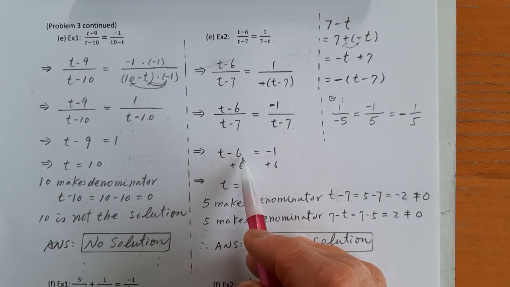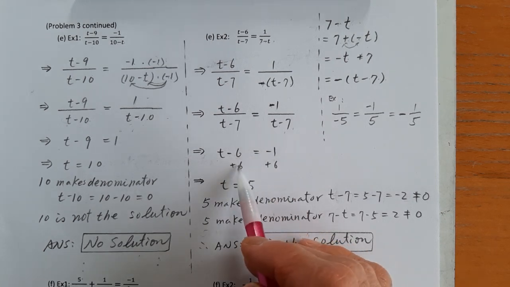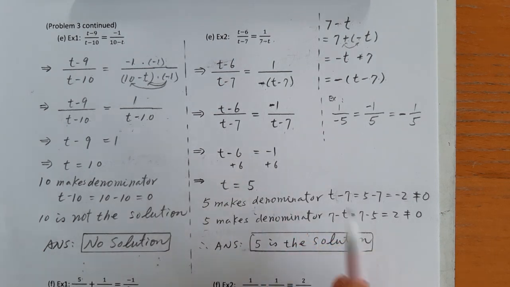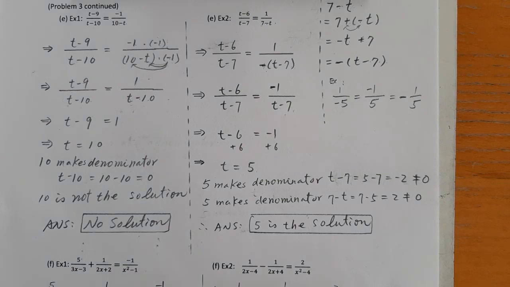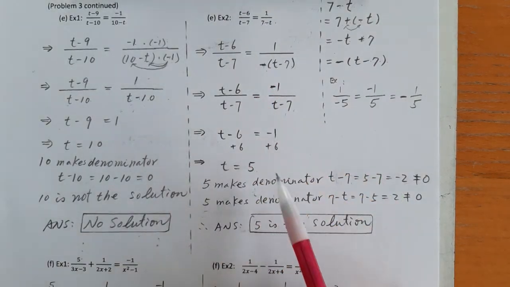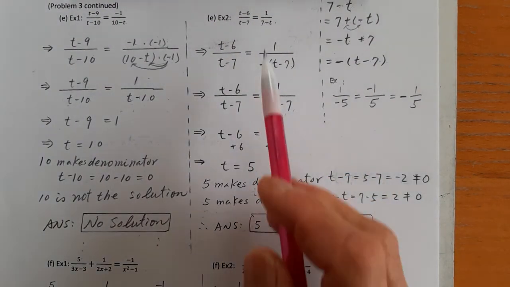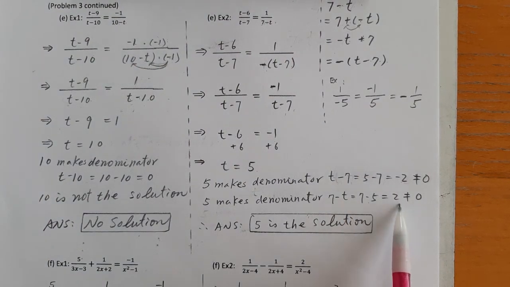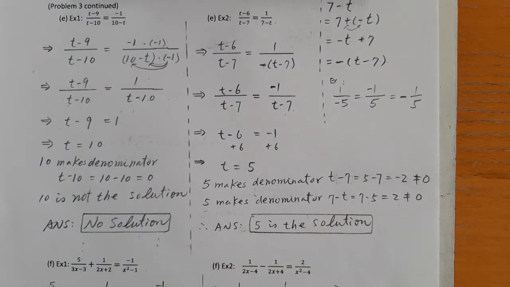So t minus 6 equals negative 1. Add 6 to both sides. We get t equals 5. And always check with the denominator. 5 minus 7 is a negative 2. 7 minus 5 is positive 2. They are non-zero. So 5 is the solution. The solution is 5.